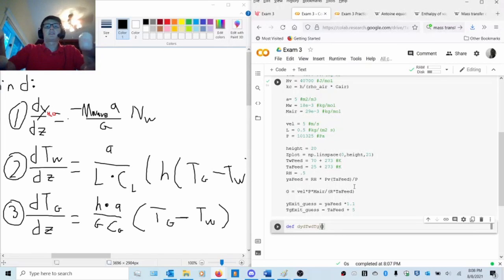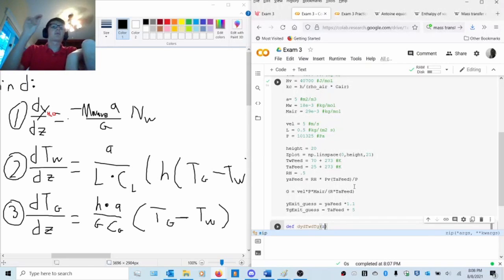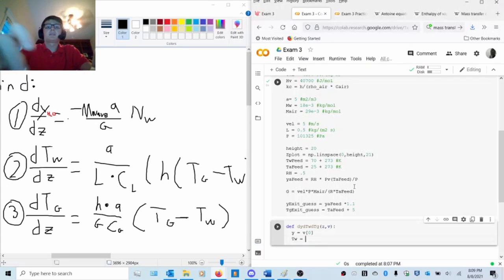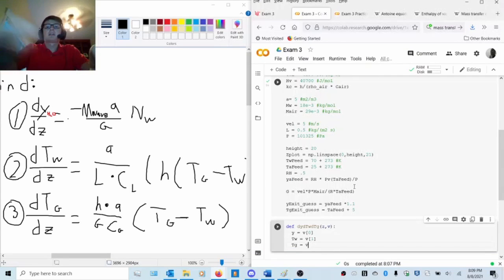And we're going to define it in terms of z as the independent variable. So z is what we're altering as we go down. And the dependent variable, we're just going to call v, because v is kind of a placeholder, with multiple variables represented by v. The first part of v, y, the mole fraction of water, is equivalent to V0. Then the second term is the temperature of the water, Tw, to stick with the same order. The third term is going to be the temperature in the gas phase.